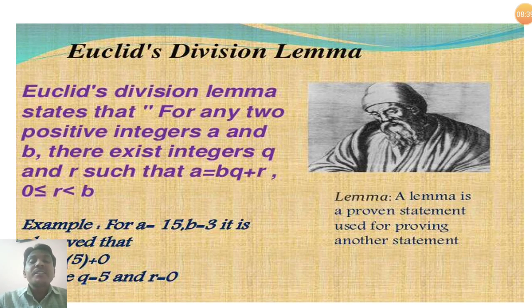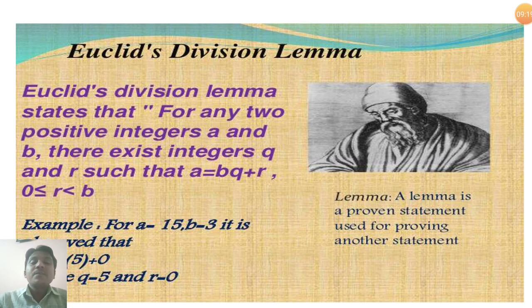Euclid's division lemma states that for any two positive integers a and b, there exist integers q and r such that a is equal to bq plus r, where r is greater than or equal to 0 and less than b. This is Euclid's division lemma statement. It is nothing but what you already learnt in your previous class: dividend is equal to divisor into quotient plus remainder.